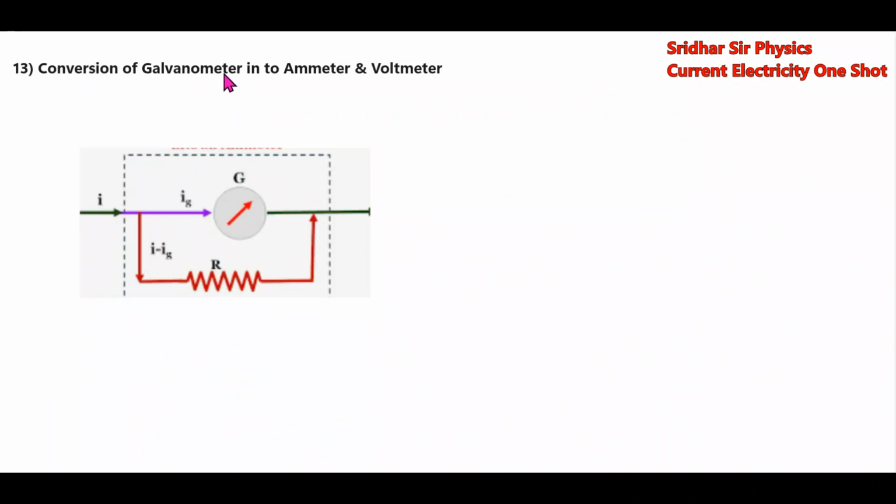Next topic we have is the conversion of galvanometer into ammeter. There's a galvanometer. The maximum current it can read is Ig. So we have to convert this into an ammeter. What is an ammeter? A resistance is connected in parallel with the galvanometer. This is called a shunt, a low resistance in parallel. This will be indicated by the symbol S.